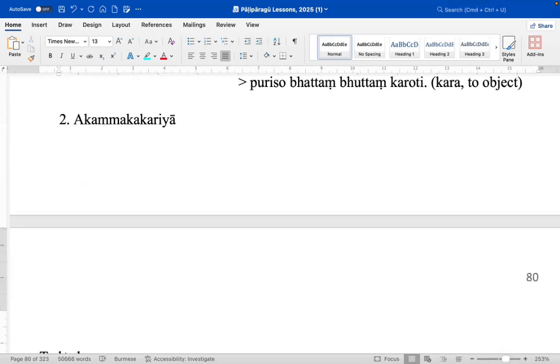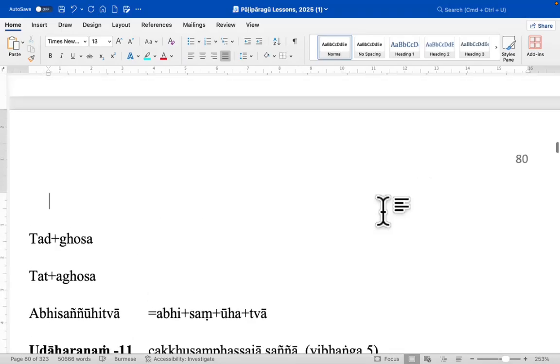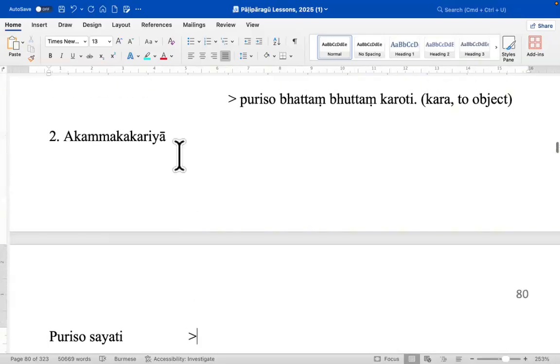Agamaka Kriya. The example is Purisasayati. Very easy example. Purisasayati. So this is a device. Sayati is agamaka, intransitive.